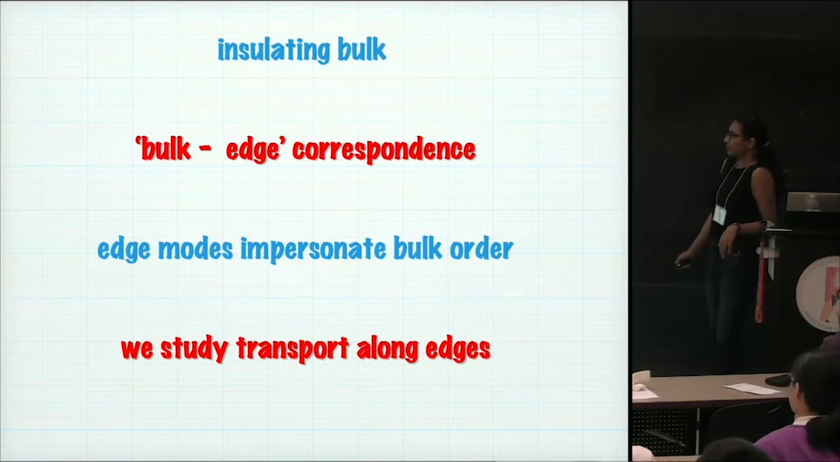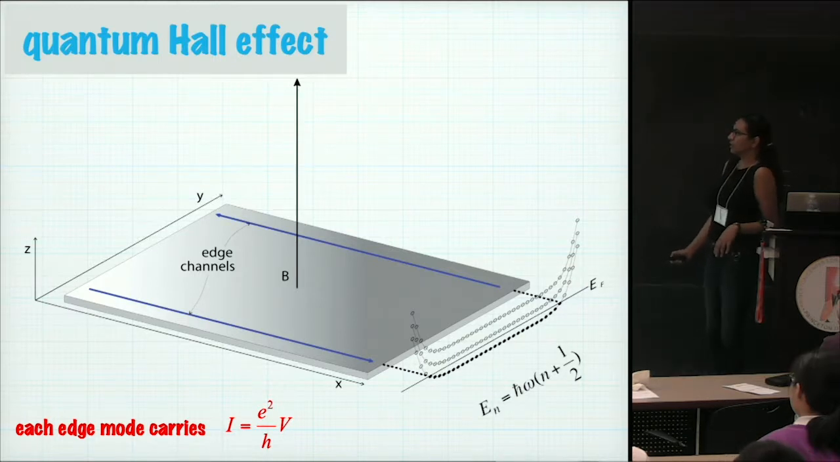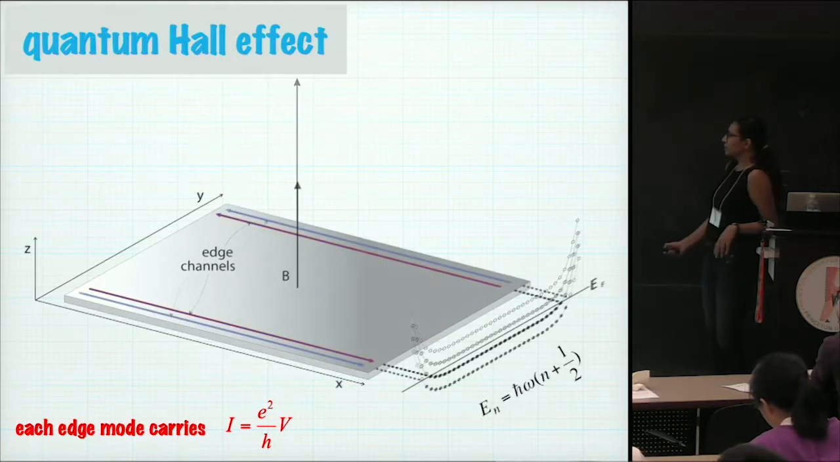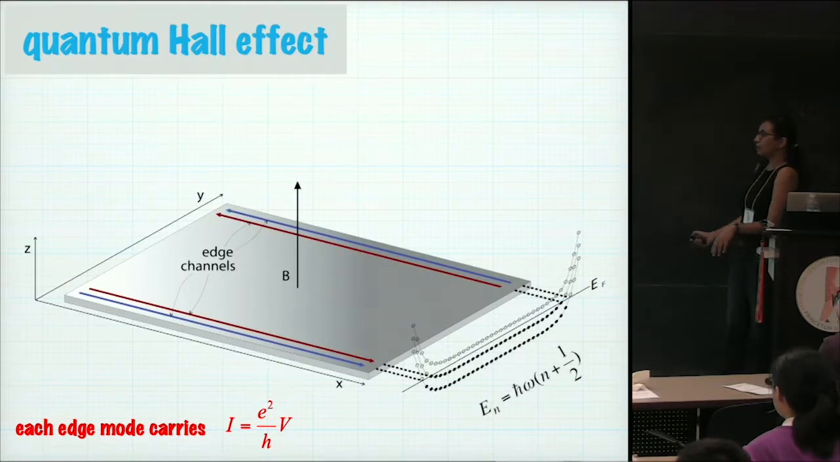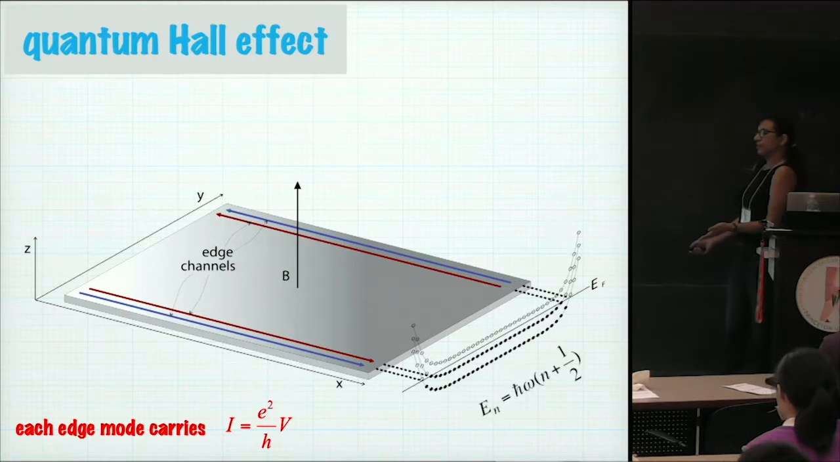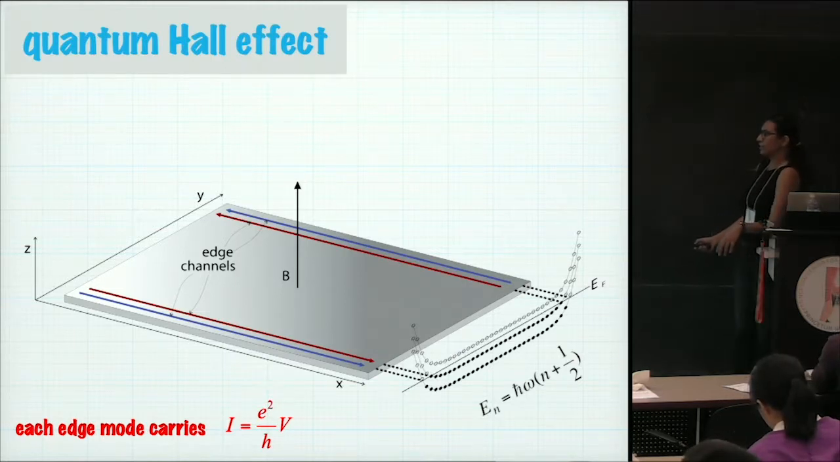So we study transport around the edge. Again, I am not going to go through too many details, but a 2D electron gas when subjected to a high magnetic field has these edge modes running around which carry the current, as I said. And there is this picture of the Landau levels, where by changing the magnetic field you can take this through various Landau levels. And these edge modes are really special because they are not only ballistic, they have quantized conductance.